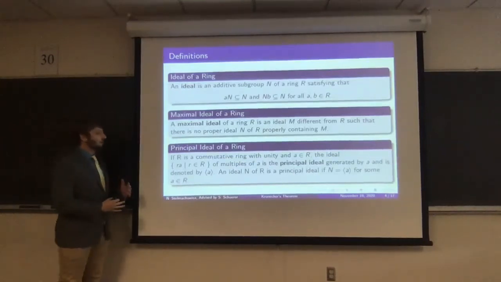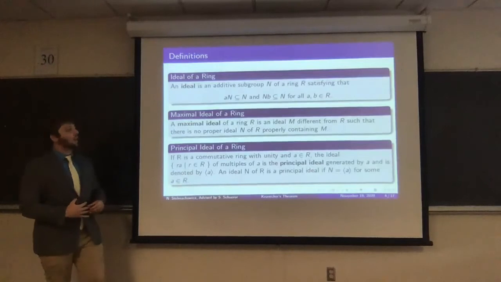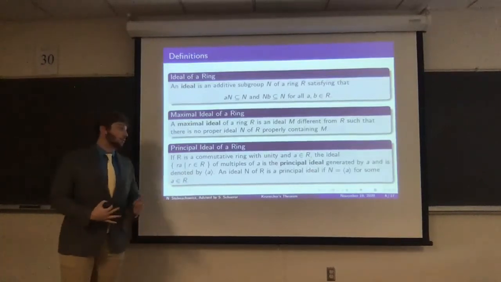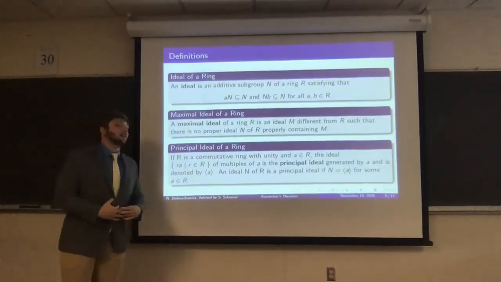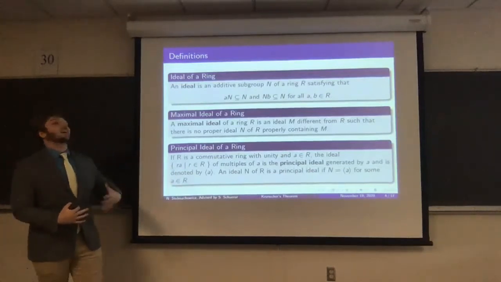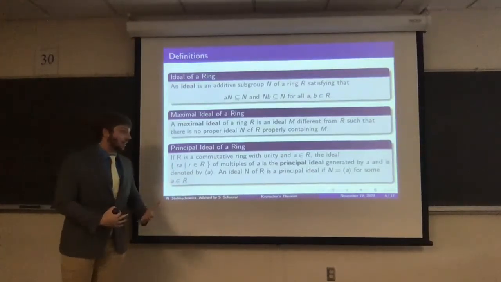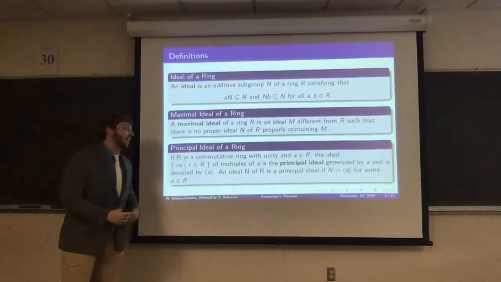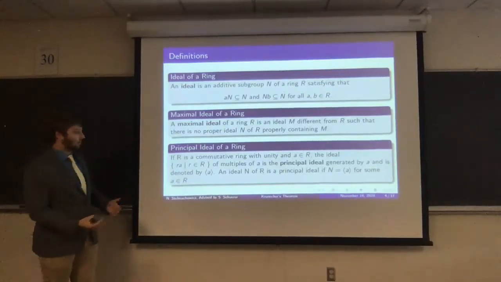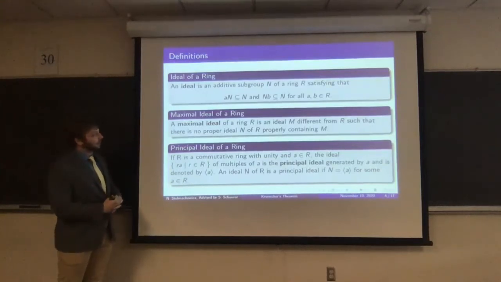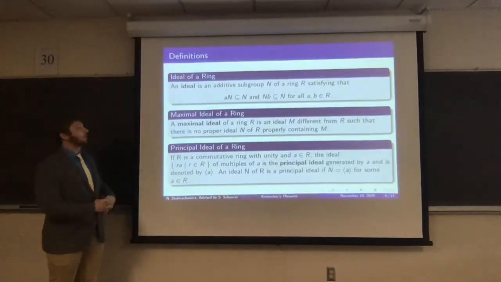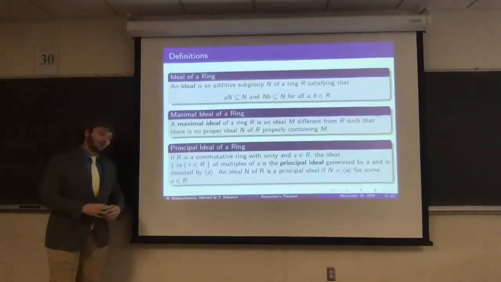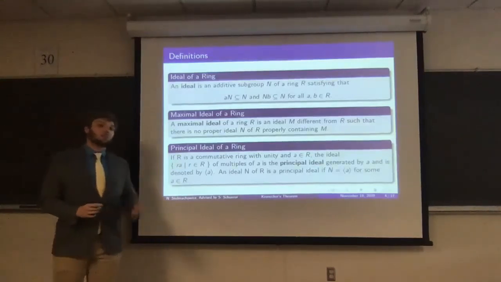Finally, we have the principal ideal of a ring, which is very similar to a cyclic subgroup. So if we have an element that is contained within the ring, the set that it generates, if it is an ideal, is a principal ideal within the ring itself. I also wanted to say, I forgot to mention, that a maximal ideal of a ring is very similar to a maximal subgroup.